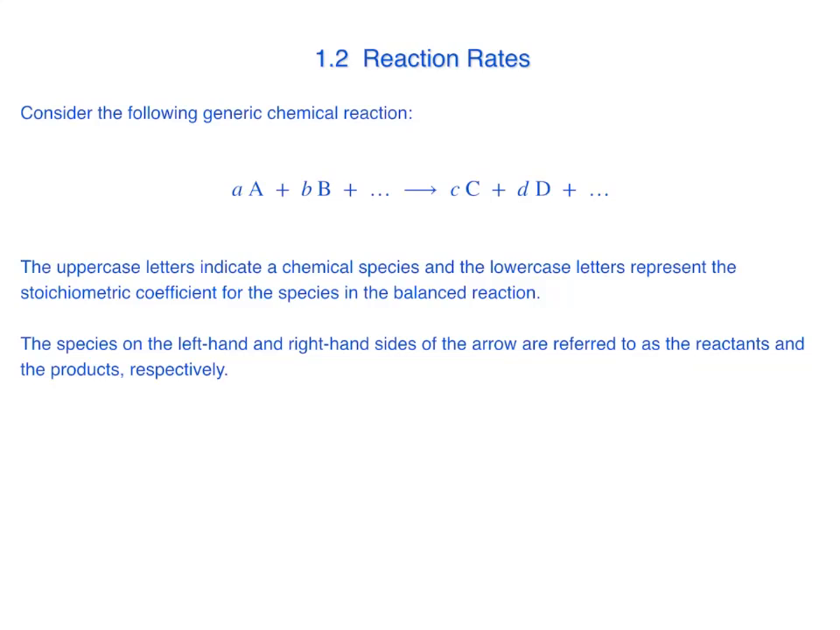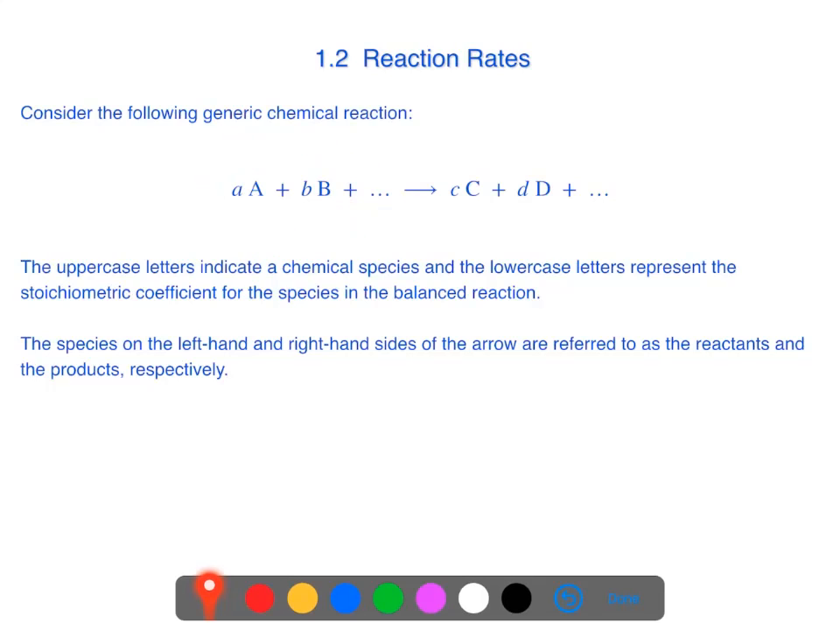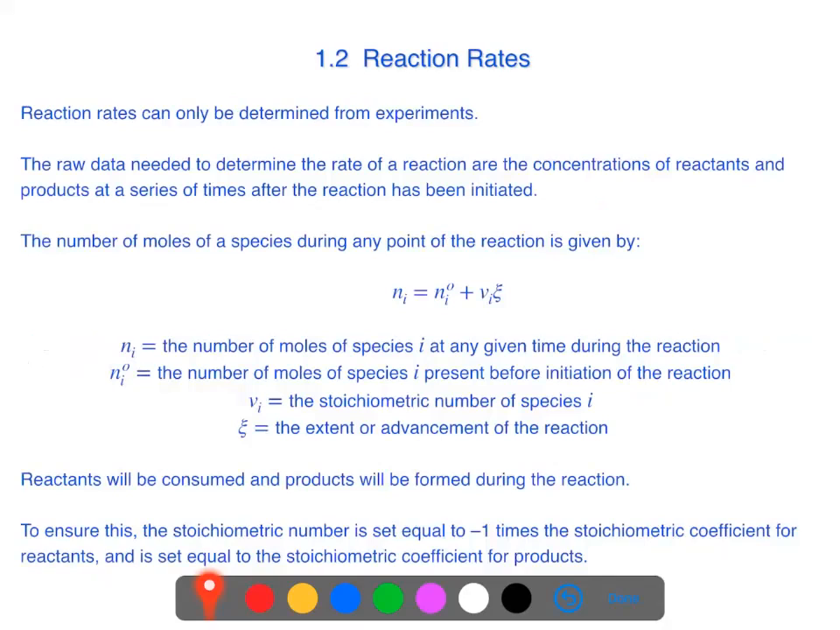The species on the left-hand side of the arrow are referred to as the reactants, and the species on the right-hand side of the arrow are considered the products. Now, one of the most important things we must remember in chemical kinetics is that reaction rates can only be determined from experiments. And the raw data needed to determine the rate of a reaction are the concentrations of reactants and products at a series of times after the reaction has been initiated.